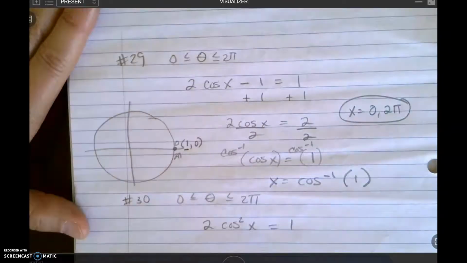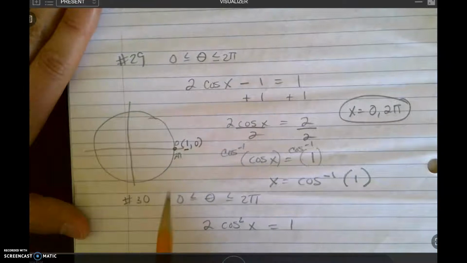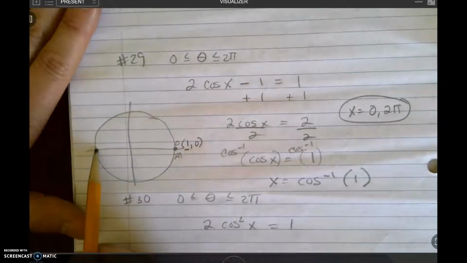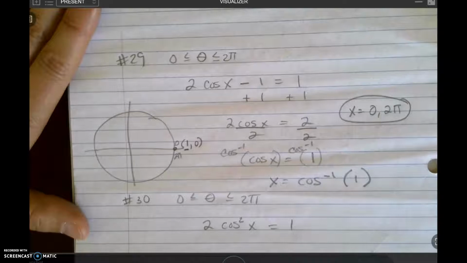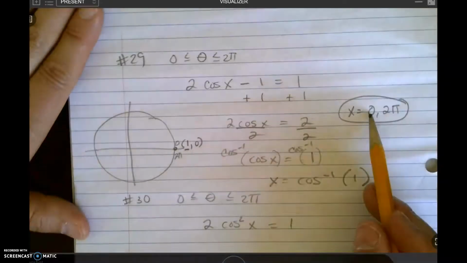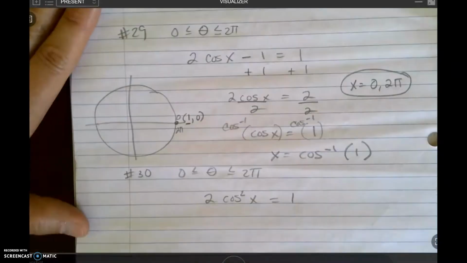There's no other place on the unit circle where it's positive 1. Over here, it's negative 1, and that would be pi, but it just said positive 1. So there's just two answers, 0 and 2 pi. All right, let's go to number 30.